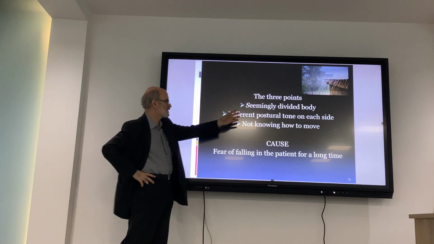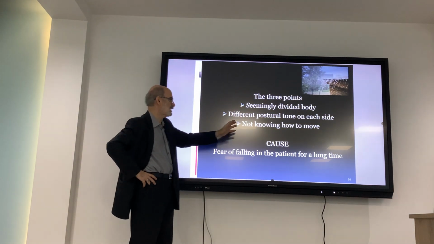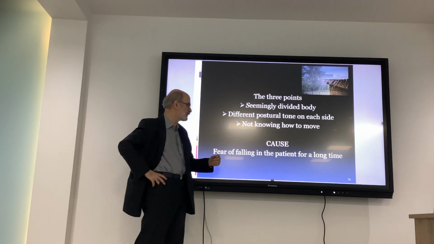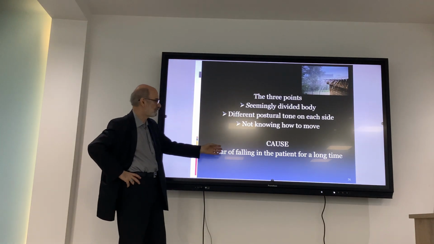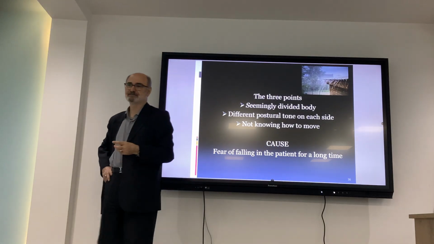All of these problems, divided body, different postural tonus on each side, and not knowing how to move, cause fear of falling in the patient, even for a long time.